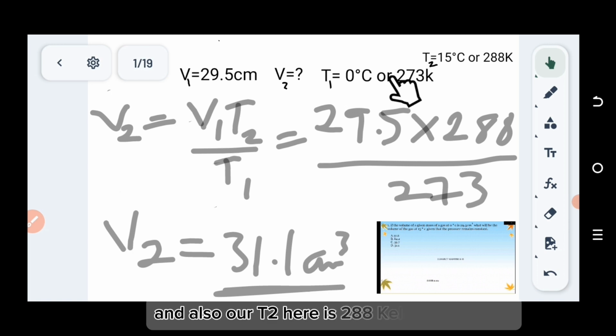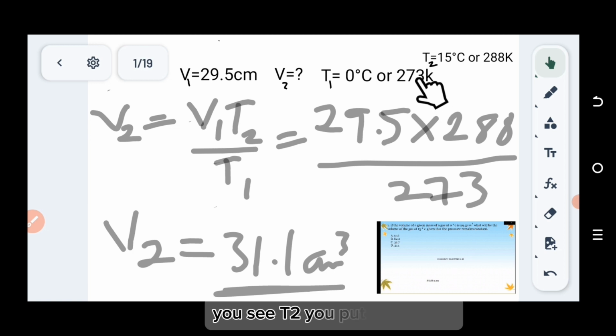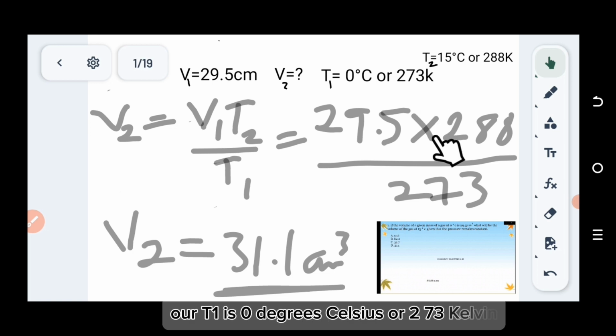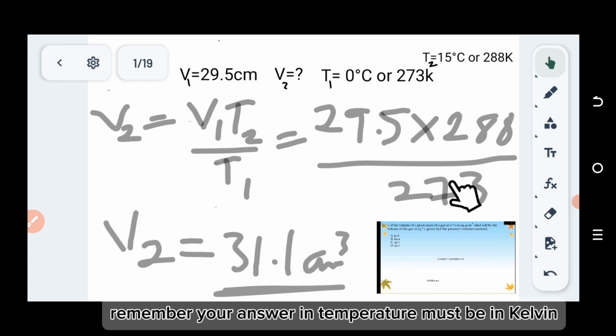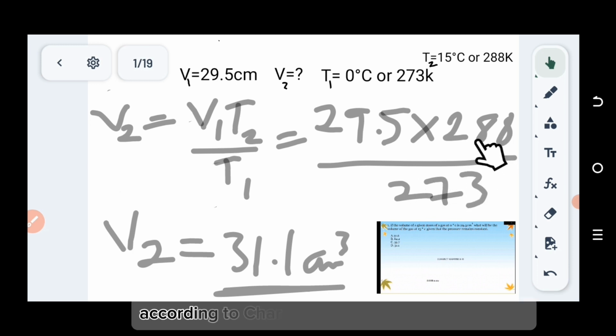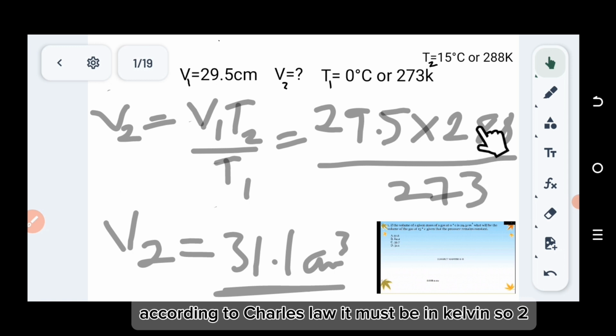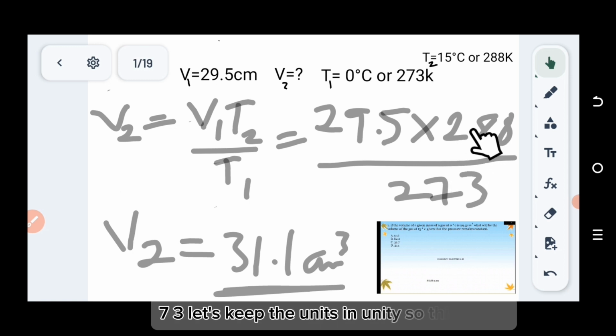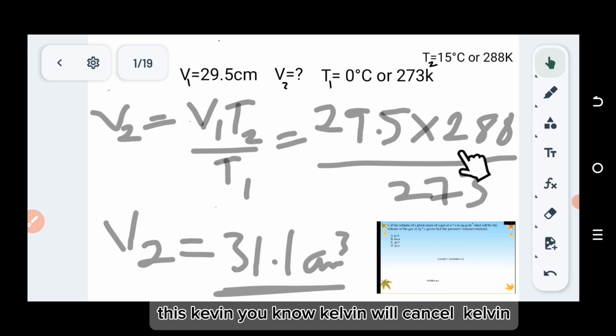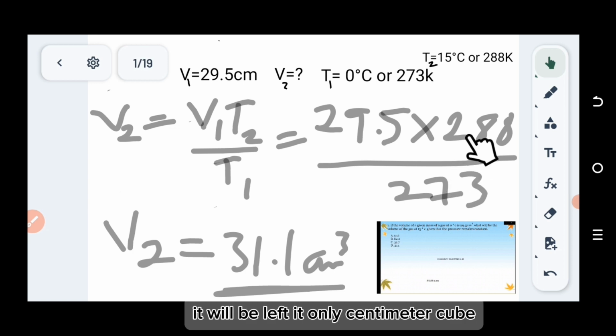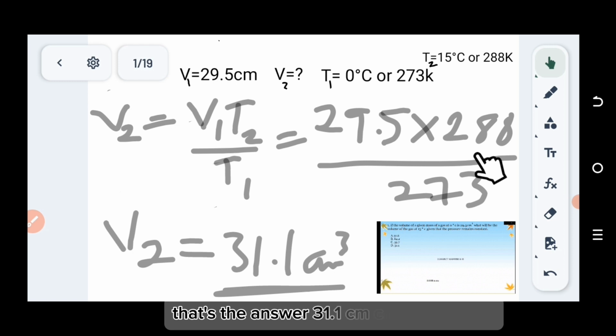Our T2 here is 288 Kelvin. Anywhere you see T2, you put 288 Kelvin. Our T1 is 0 degrees Celsius or 273 Kelvin. Remember, your temperature must be in Kelvin. According to Charles law, it must be in Kelvin. So 273, let's keep the units in unity. Kelvin will cancel Kelvin, and we'll be left with only centimeter cube. That is the answer: 31.1 centimeter cube.